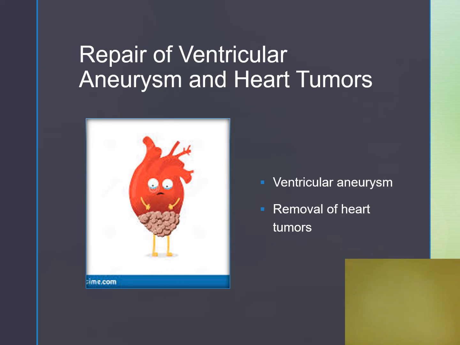The repair of ventricular aneurysms or heart tumors. Ventricular aneurysms are caused by an infarcted area of the myocardium, and it balloons outward and will actually form thrombi or a myocardial infarction. An emergency procedure will be required to help suture that weakened area so it doesn't rupture.